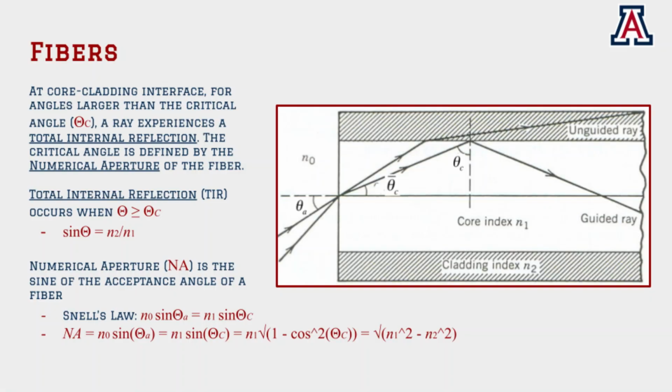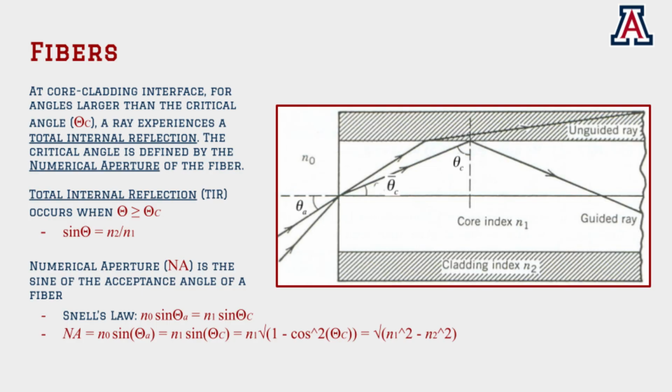Optical fibers are a very common piece of optical equipment used to transmit light quickly and near perfectly over a distance. These fibers typically consist of a glass core and an outer cladding with a lower index of refraction. At the core-cladding interface, a ray experiences total internal reflection for angles larger than the critical angle. The critical angle is calculated using the arcsine of the cladding index over the core index.